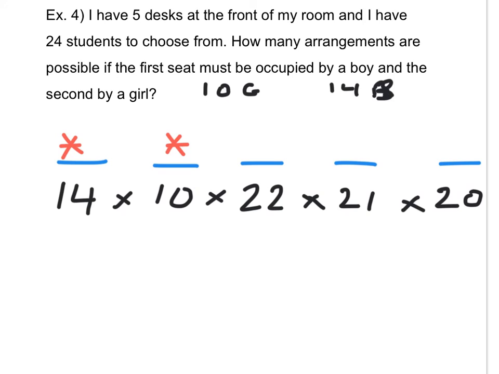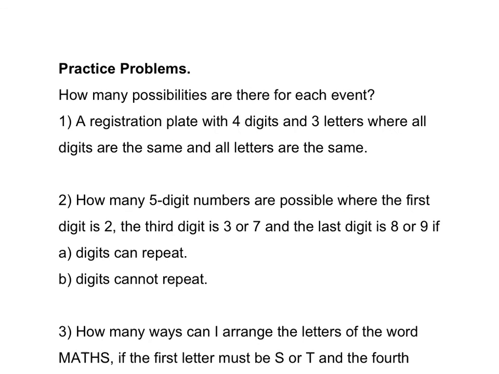So let me go through that one more time. The first position must be a boy, so when I'm choosing for that position, I can't choose out of the 24 from the class because then I'd be choosing out of boys and girls. I have to choose out of 14 boys. Second position, I'm choosing out of the 10 girls, so I have 10 possibilities. And then for the rest, for the third position, okay, I filled the first 2 positions, so 2 students are gone, so I have 22 students left to choose from, so I can choose from girls and boys. Okay? So you do 14 by 10 by 22 by 21 by 20.